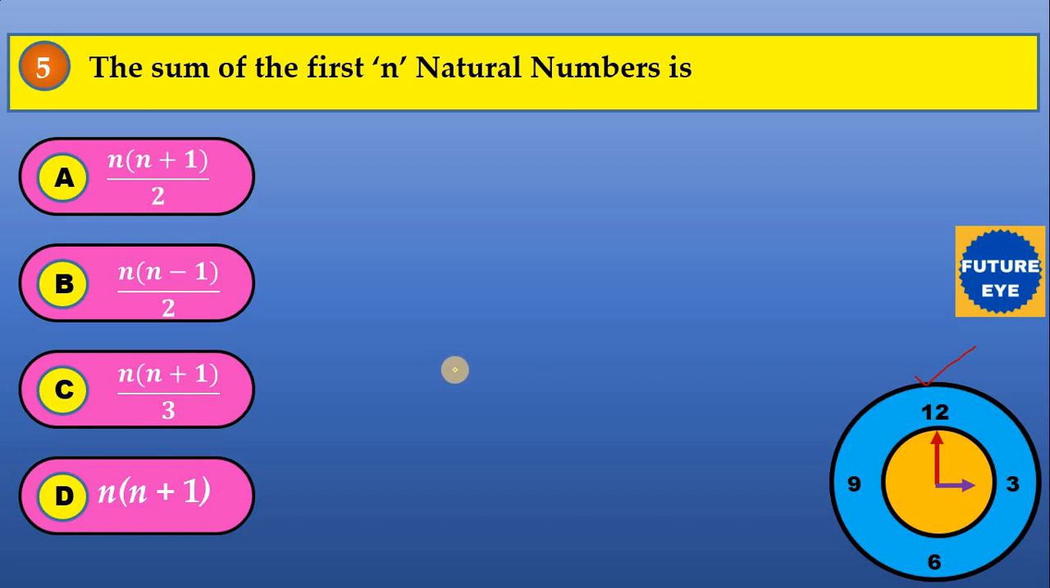Time up, children. So let's see the correct answer. That is option A, n into n plus 1 by 2. Next, let us move on to another one.